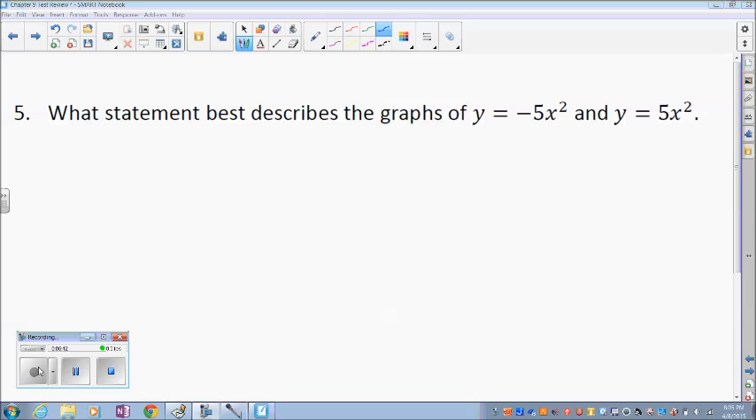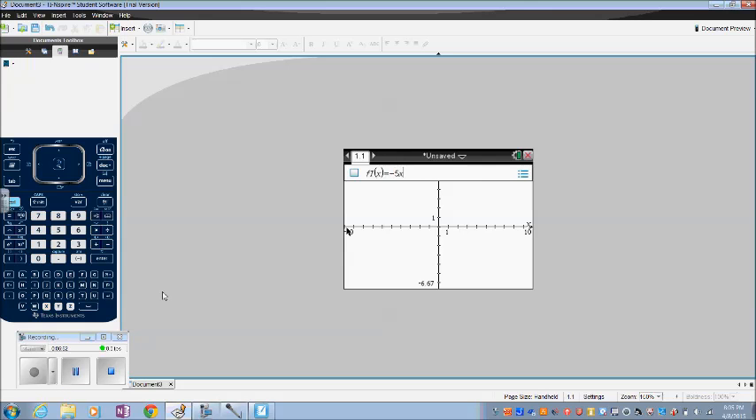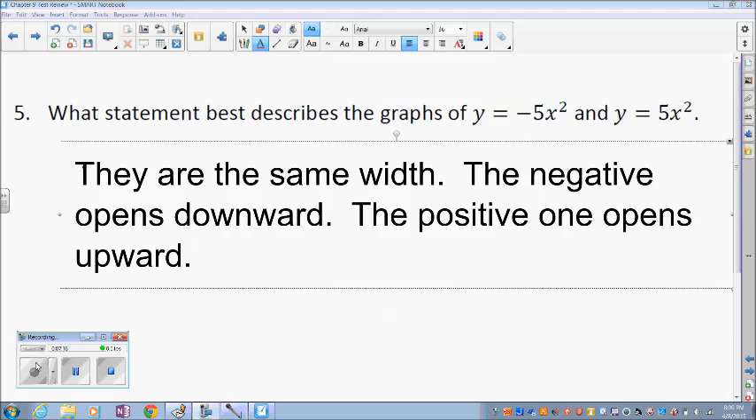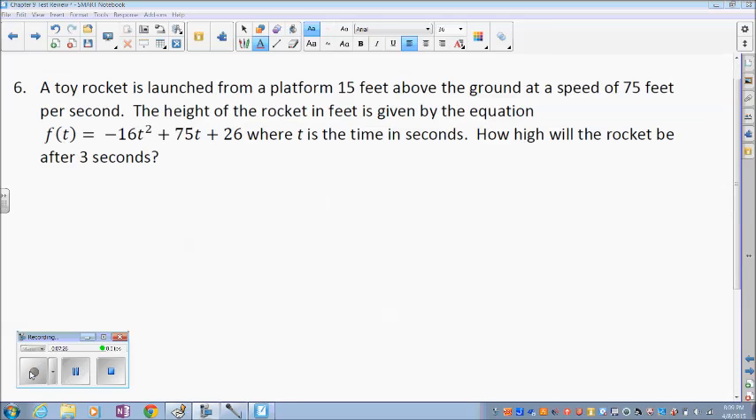Number 5, what statement best describes the graphs of y equals negative 5x squared and y equals 5x squared? If you're not sure just by looking at it, go to your graph and graph it. So there's negative 5x squared. It bows down, or opens downward. And here's 5x squared. It opens upward. They're the same width. The negative just makes the other one open downward, and the positive makes it open upward. So that's how I wrote that for number 5.